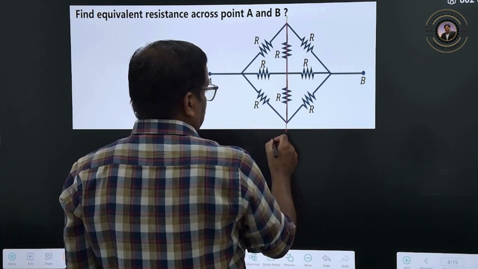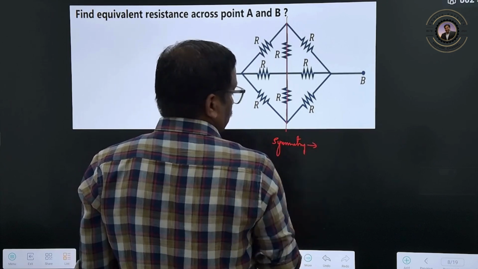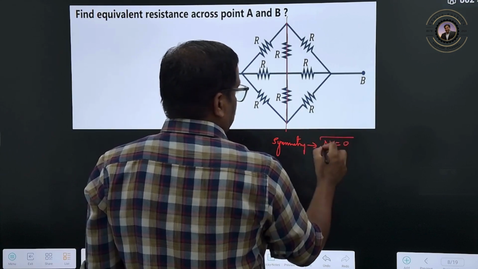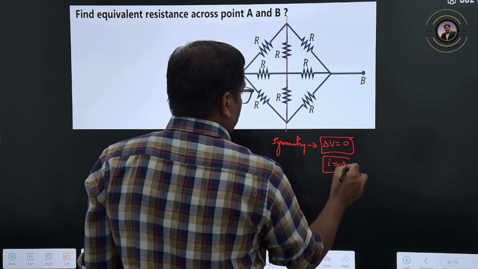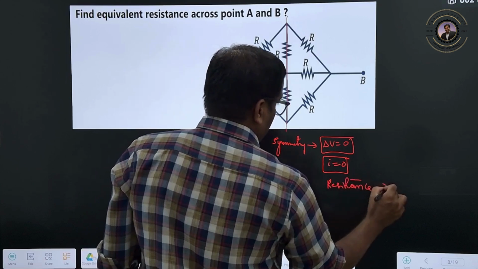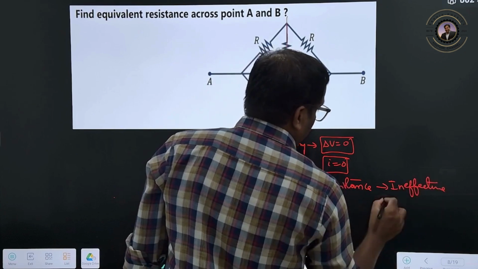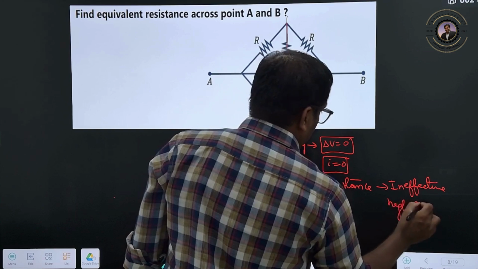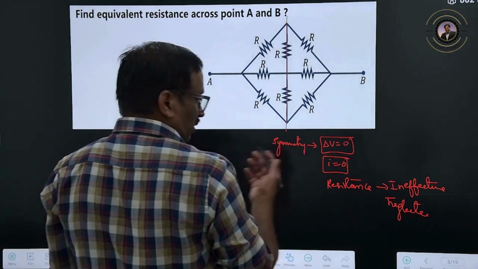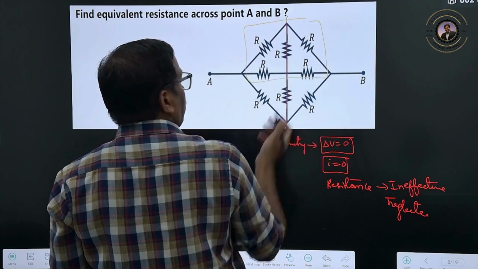So symmetry means the current divisions will be the same, and the potential difference will be equal to 0. So the current will be equal to 0. Therefore the resistance is ineffective, so we can neglect it. Clear? I told you this is one Wheatstone bridge, so this can be neglected here.